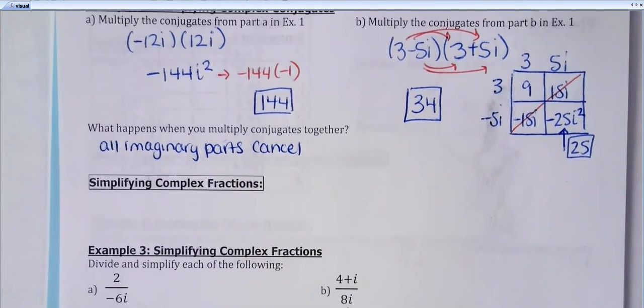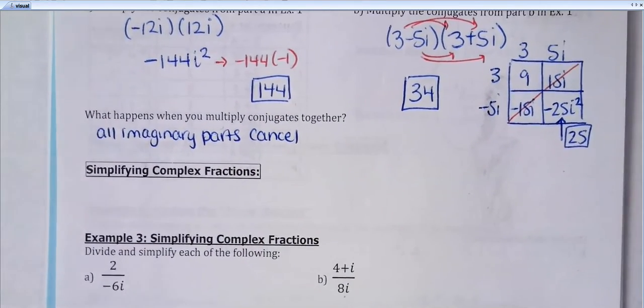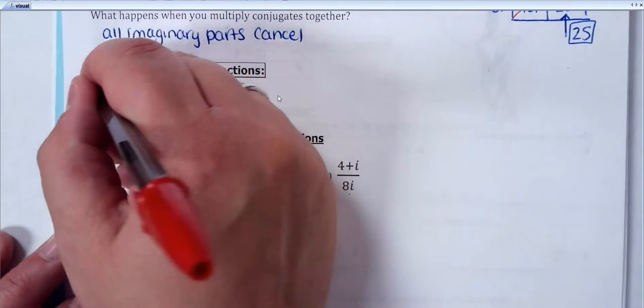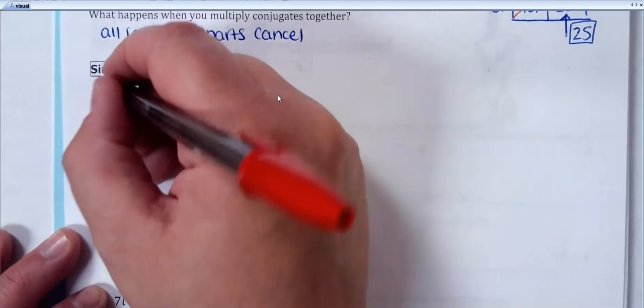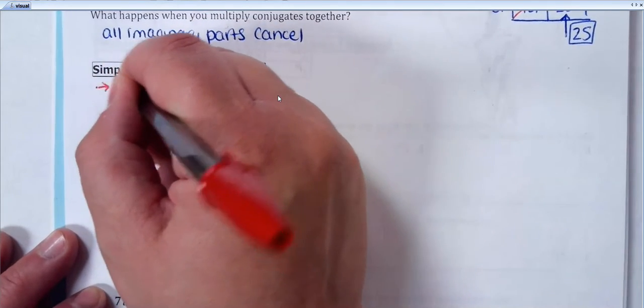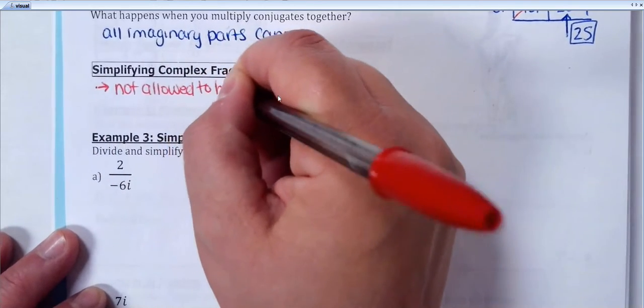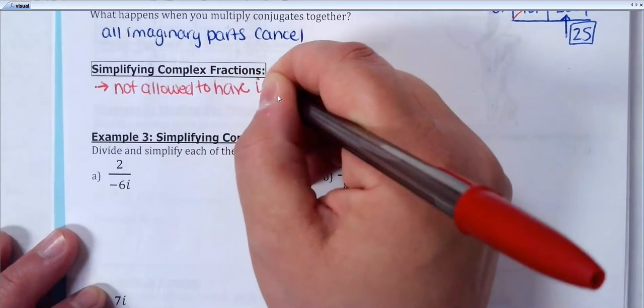Okay, now if you want to look down the page a little bit to example 3, those are all complex fractions. They just involve i in some way. And to simplify these, there's really just one rule we have to follow, and that is, you are not allowed to have i in the denominator.